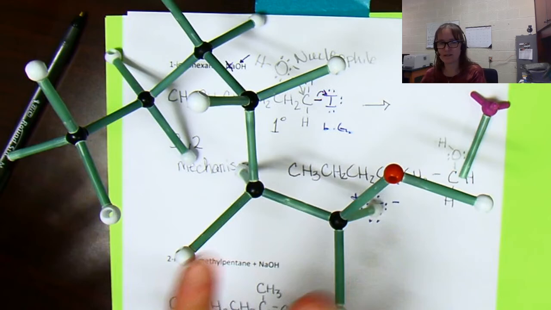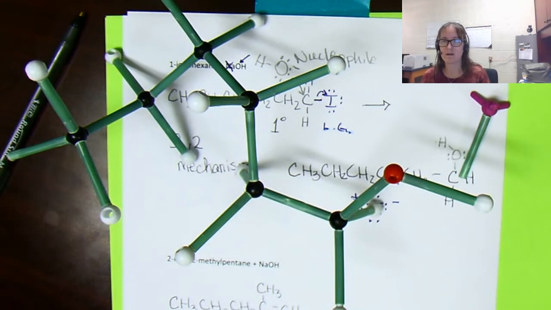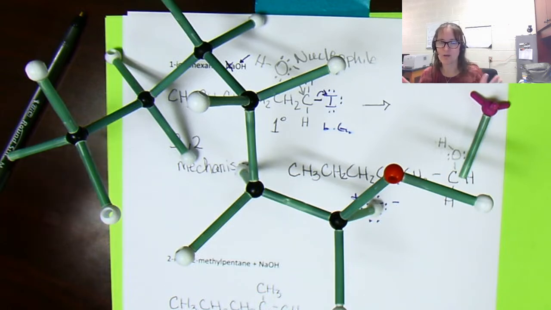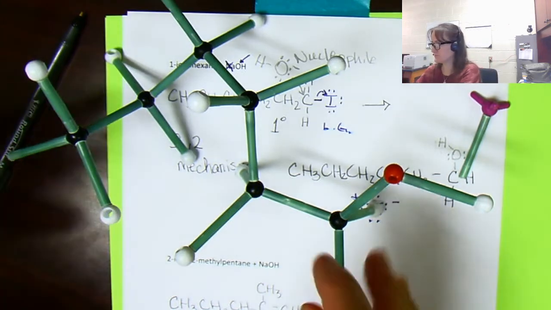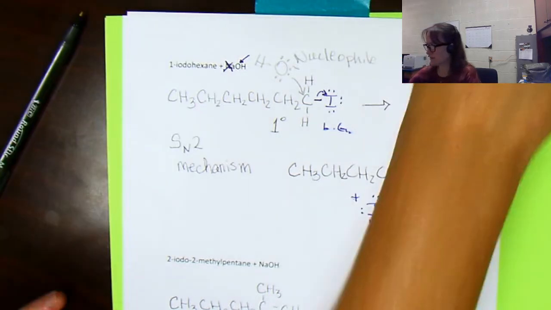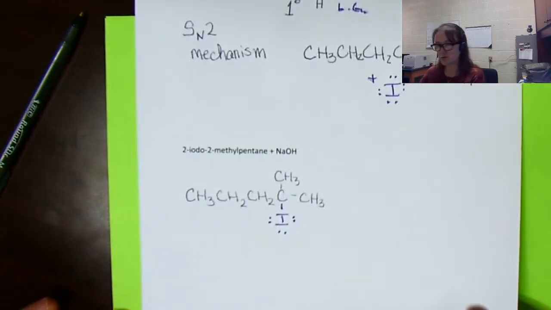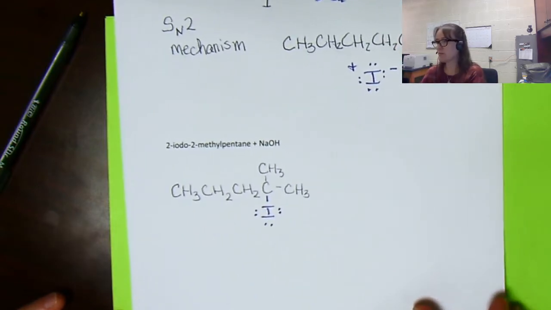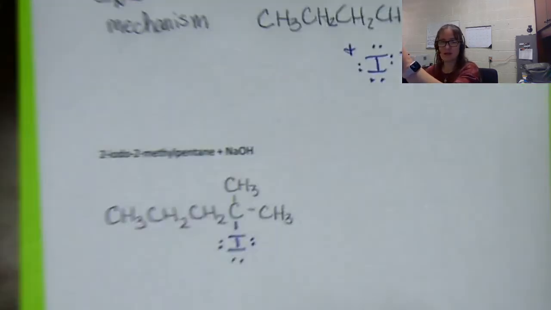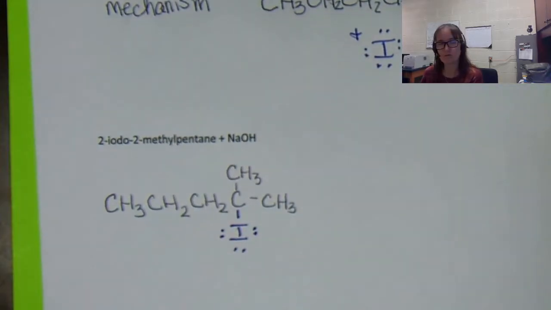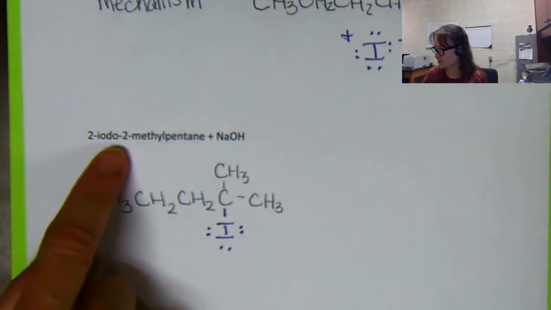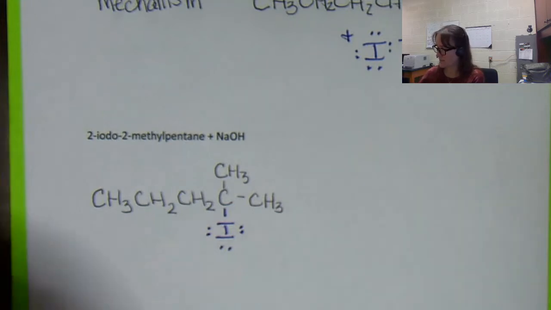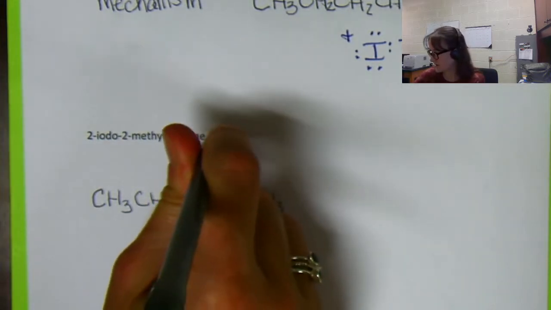So this is an Sn2 reaction. So 2, again, means that both the nucleophile and the organic substance with the leaving group are reacting in the same step. As one bond forms, the other bond is breaking. The other mechanism occurs in two separate steps. So an example of a substance that would form in two steps is 2-iodo-2-methyl pentane plus, and I'm going to change the sodium hydroxide to water.